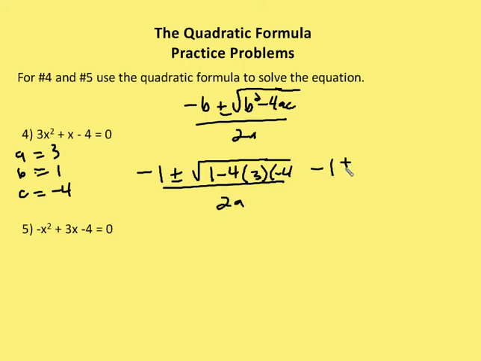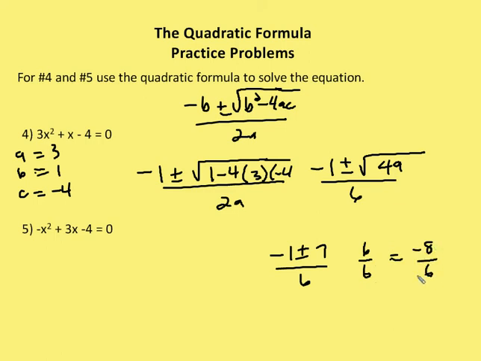So I have minus 1 plus or minus the square root of 1 minus, this is going to be 48. So it's going to be 1 plus 48, or 49, all over 2 times 3, which is 6. That is minus 1 plus or minus 7 over 6. And I can simplify that further. Minus 1 plus 7 is going to be 6 over 6. And minus 1 minus 7 is going to be negative 8 over 6. So my 2 solutions are 1 and negative 1 and 1/3.